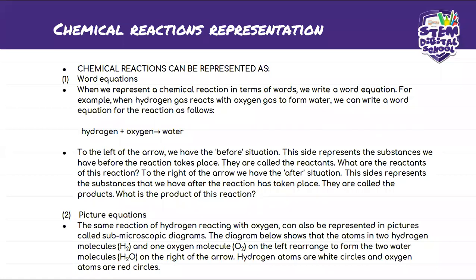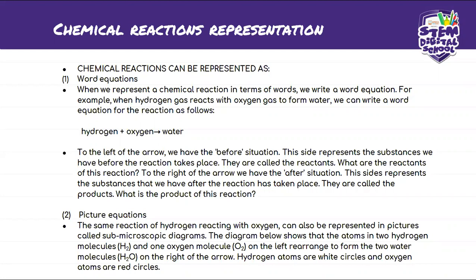For example, when hydrogen gas reacts with oxygen gas to form water, we can write a word equation for the reaction as follows. Hydrogen plus oxygen will give me what? Water. So the hydrogen and the oxygen are the reactants, and water is the product.